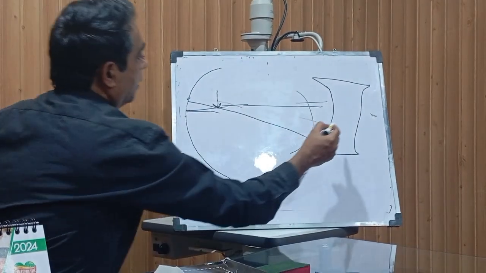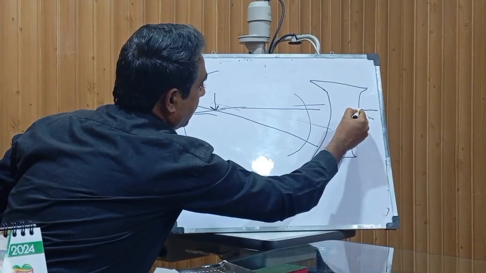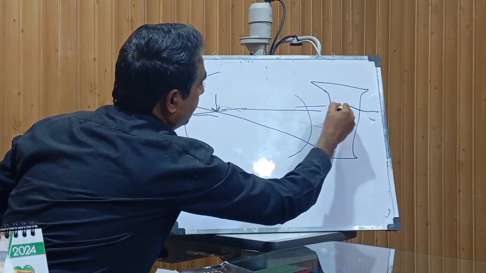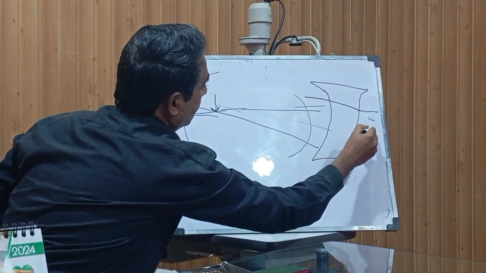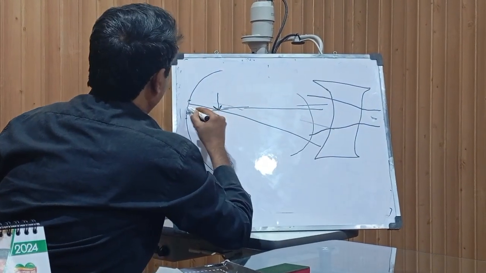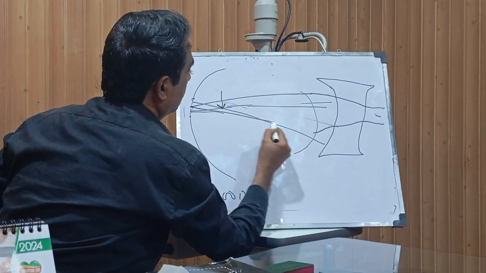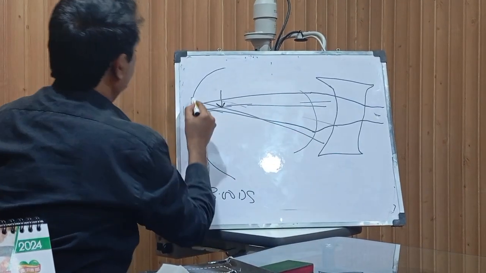So the parallel rays of light pass through the divergent lens and it diverges the light. Getting my point? When it diverges, ultimately it will form the image on the retina.